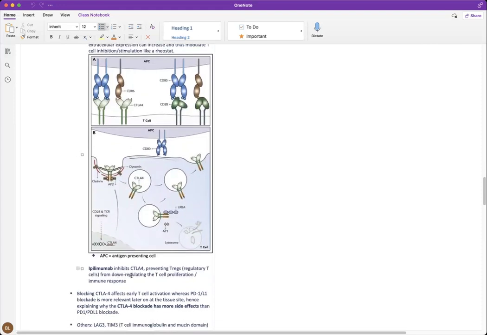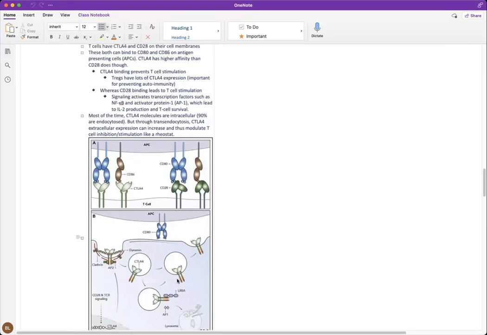Ipilimumab inhibits CTLA4, thus preventing T regulatory cells from down-regulating the T cell proliferation immune response. So hopefully that makes sense. We have CD28, which is always trying to stimulate T cells. And then we have CTLA4, which is always trying to prevent T cell stimulation.